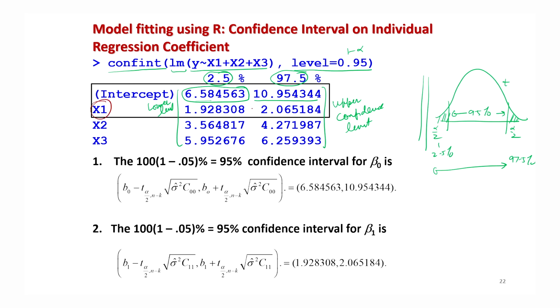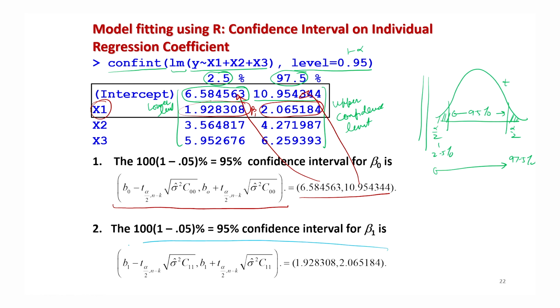And similarly, the next row is about x1. So, this is the confidence interval for beta 1, which is 1.928308, the lower limit, and the upper limit of the confidence interval is 2.065184, right. So, this is the confidence interval for the intercept term, with values like this one and this one. And similarly, this is the confidence interval for beta 1, with values obtained like this and this.